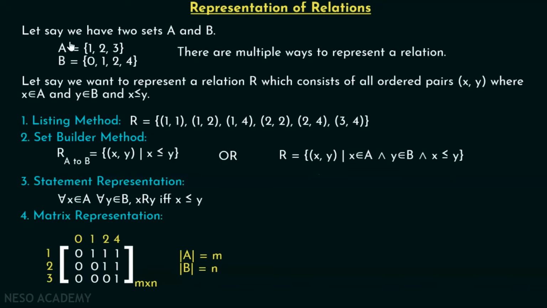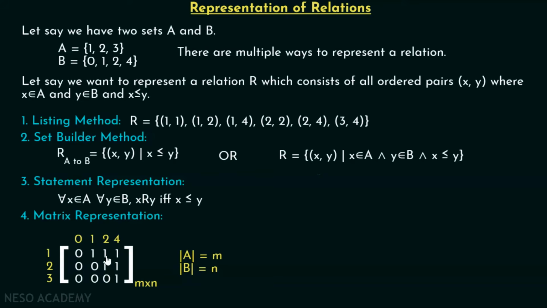Here in this example, we have 3 elements in set A. Therefore, 3 rows must be there in this matrix. And we have 4 elements in set B. Therefore, 4 columns must be there in this matrix. In order to represent the ordered pair (1, 1), we must put 1 in this particular cell. This cell represents the ordered pair (1, 1). Putting 1 here means that we are including (1, 1) in relation R.